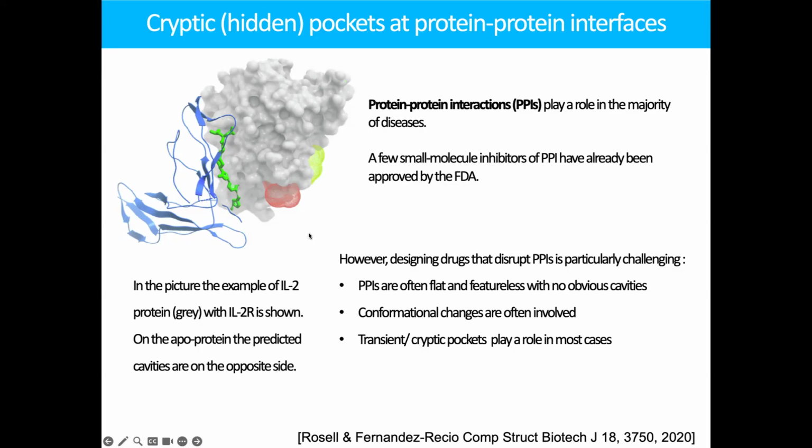Designing drugs that disrupt protein-protein interfaces is particularly challenging, because they are often flat and featureless in the apo structure. As I said, conformational changes are often involved. So these transient or cryptic pockets play a role in most cases, but it's not trivial to predict where they are, and sometimes they are maybe too superficial to design potent ligands.